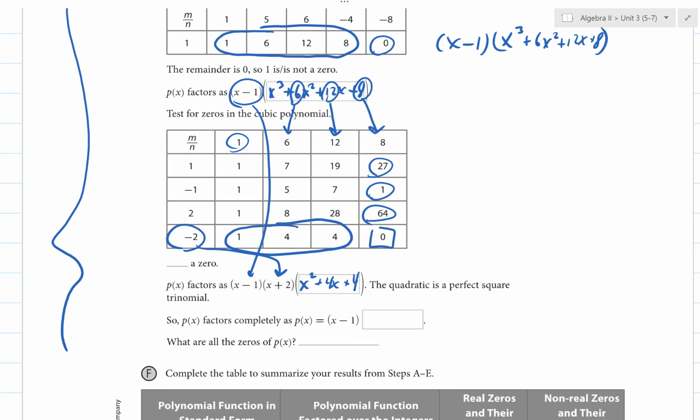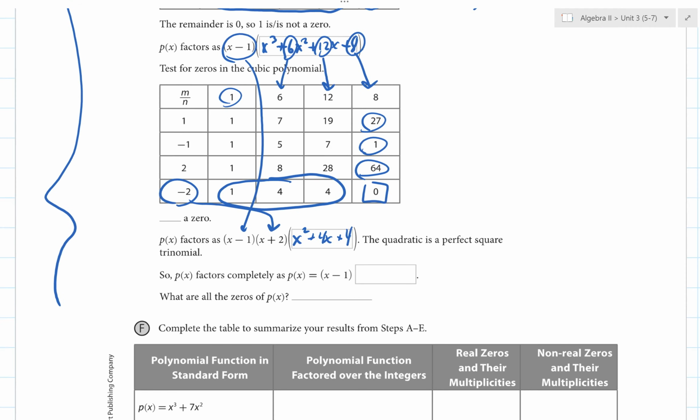And so now that is factorable again. So x squared plus 4x plus 4. At that stage, when you get to a quadratic, you either factor it or you use the quadratic formula. In this case, it factors pretty easily. x plus 2, x plus 2. And so look at what we have now. We have x minus 1, x plus 2, and then this is also x plus 2, x plus 2.